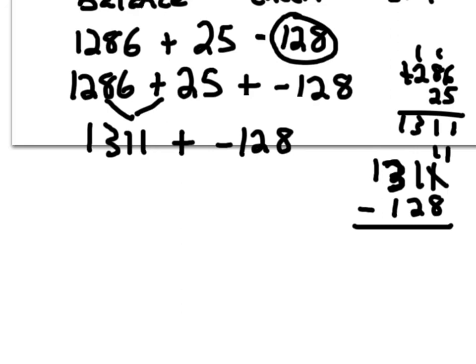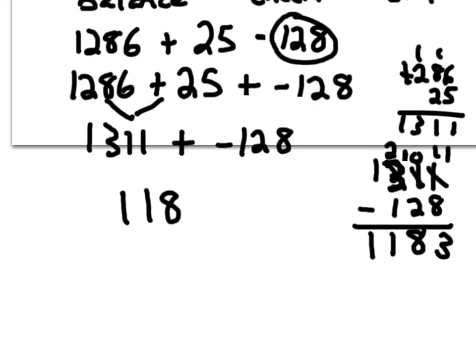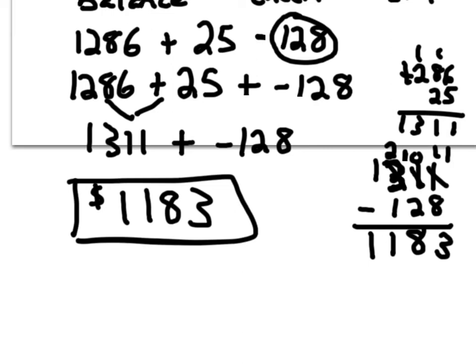Okay, and I'm going to have to borrow from this and make it 0, which means I'm not going to be able to do 0 minus 2, so I have to borrow from here, make it 2, and this goes to 10. Well, 11 minus 8 is 3, 10 minus 2 is 8, 2 minus 1 is 1, and 1 minus 0 is 1. So that's 1,183, and there's more positives than negatives, so it's positive, so she's going to have $1,183 left in her account by the time these transactions are done with.